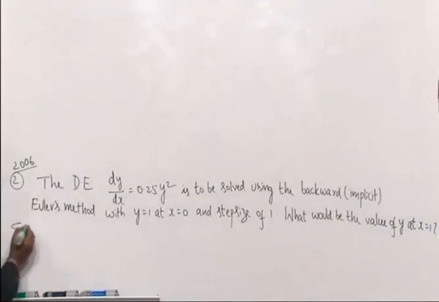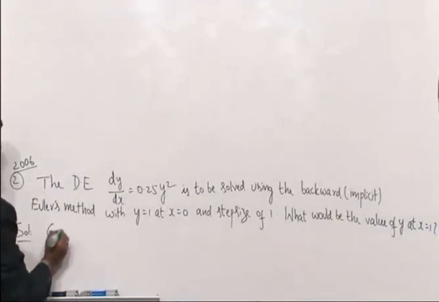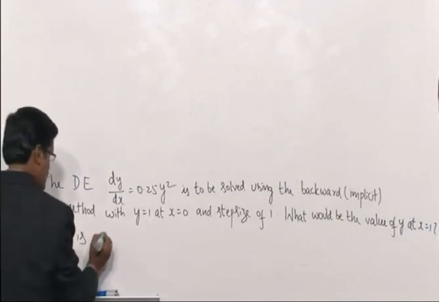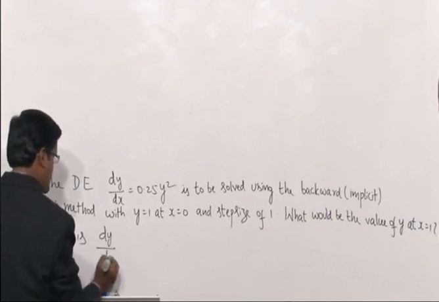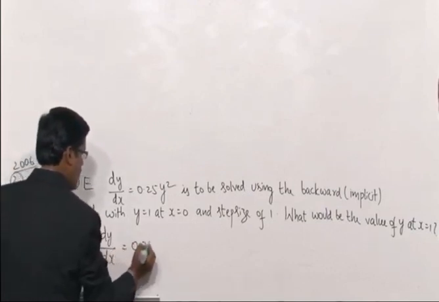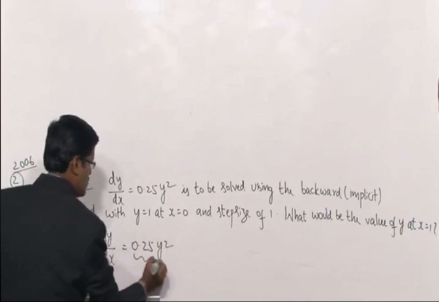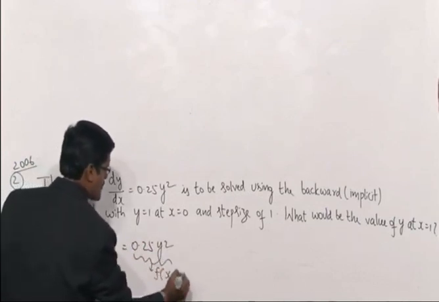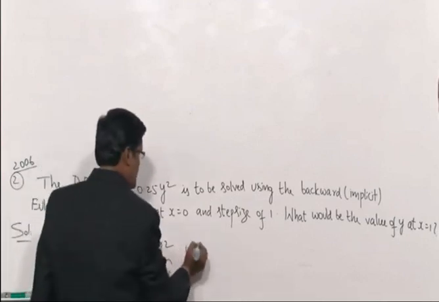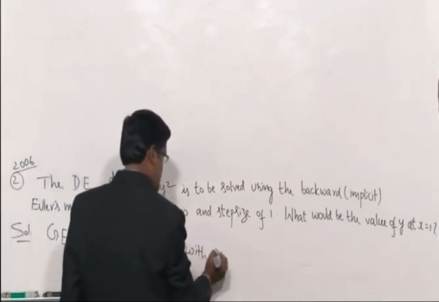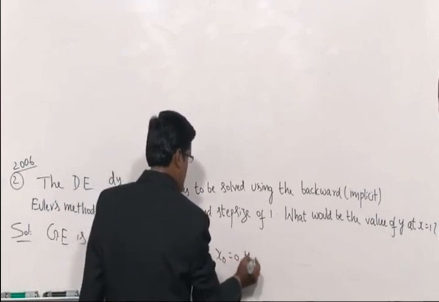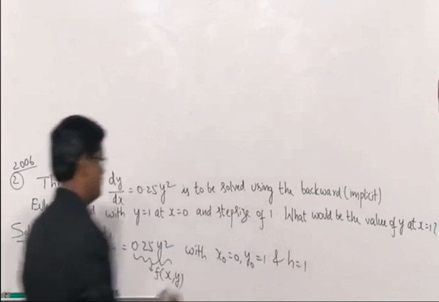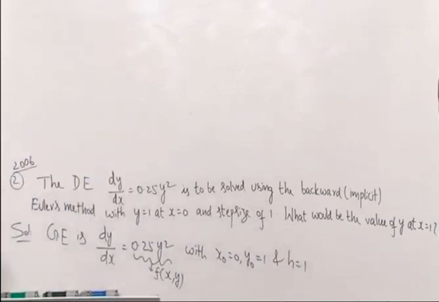Solution. GE stands for given equation: dy by dx is equal to 0.25 y square. So this is already in standard form, whose right side is denoted by f of x comma y, with the starting values of x and y, that is x naught 0 comma y naught value is 1, and step size h is value 1. This is the given data.